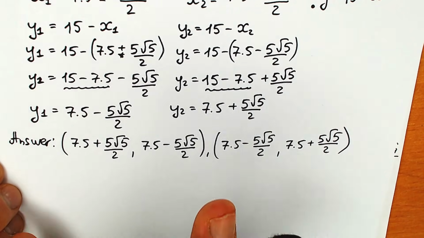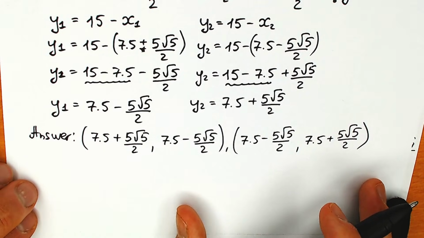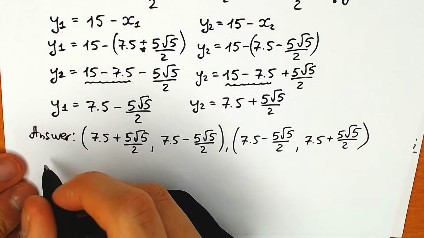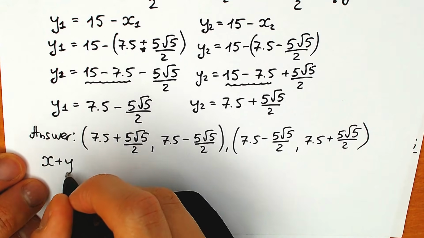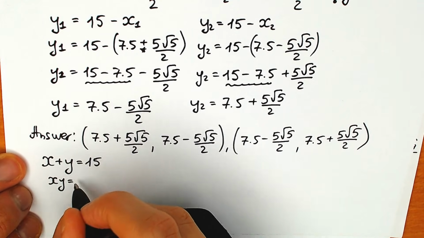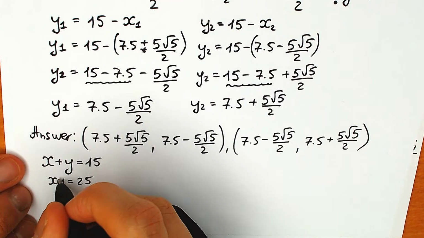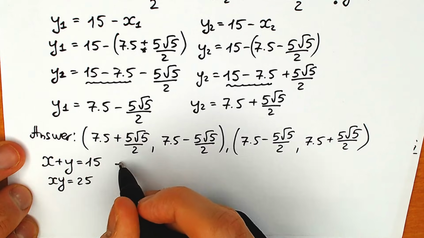I really hope you understand it. And in the end, let's check real quick our roots. First of all, let's write our question. So x plus y equal to 15, and a product xy equal to 25. Okay, so xy equal to 25. Right now, let's check real quick our, for example, addition at first.